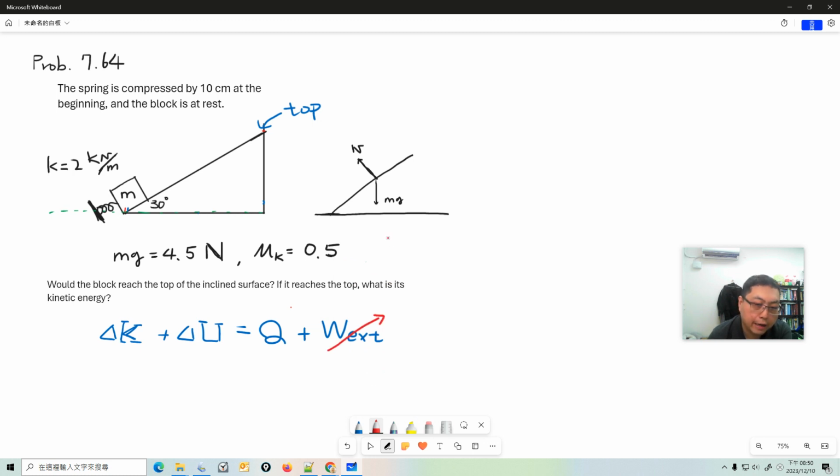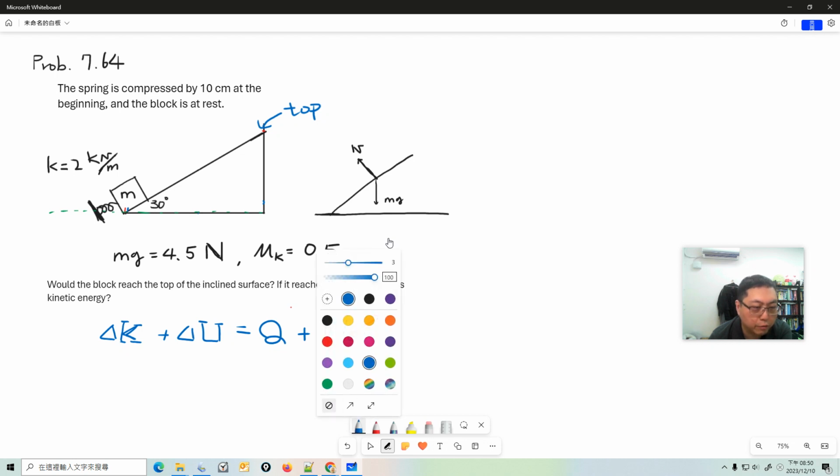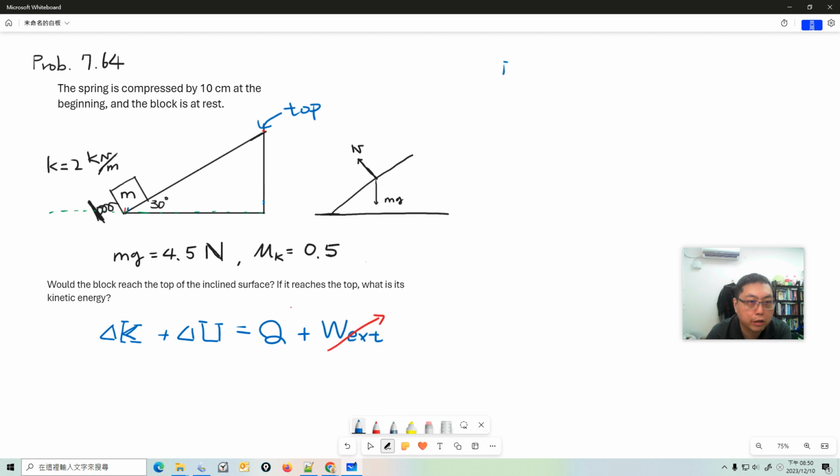We will have heat. And the heat, like I say in this course, is mostly generated by the friction force, because this is not a frictionless surface, it's a rough surface. You have a friction coefficient. So for energy conservation problems, with delta K and delta U, we have to do an analysis of the initial state and the final state.